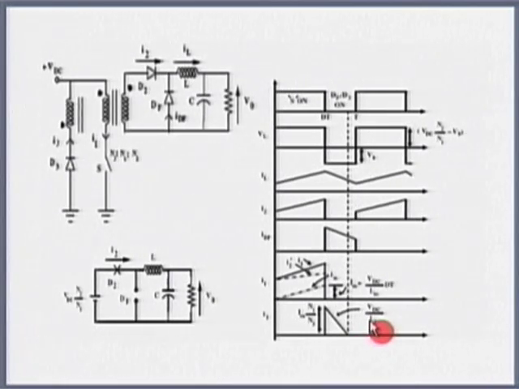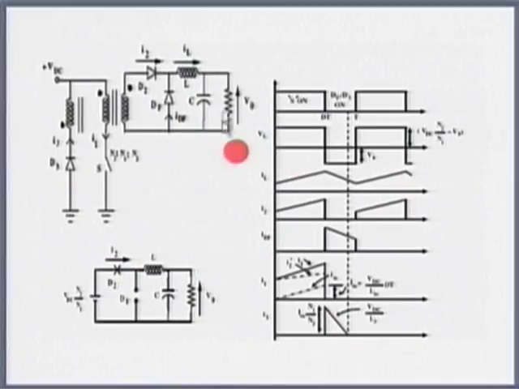Please do not mix up two issues. In non-isolated converters, discontinuous conduction implies inductor current. In isolated DC to DC converters, discontinuous implies flux in the core. This current is approximately a current source, but the flux in the core has become zero here, and hence the name discontinuous conduction.